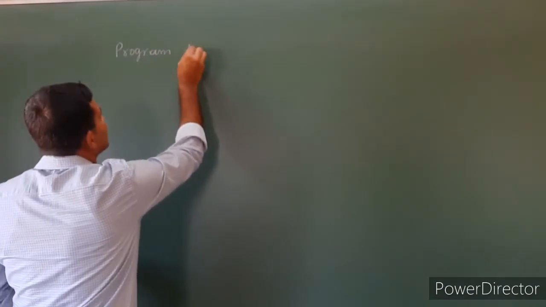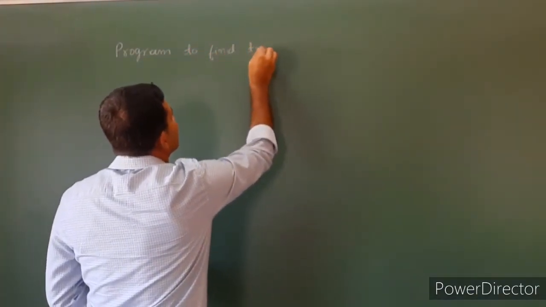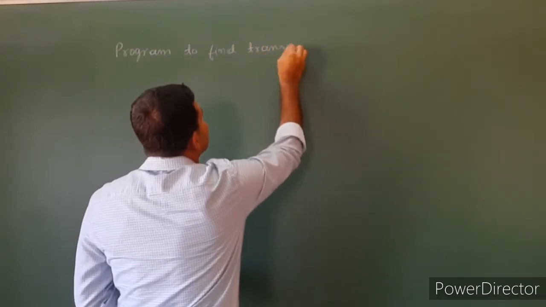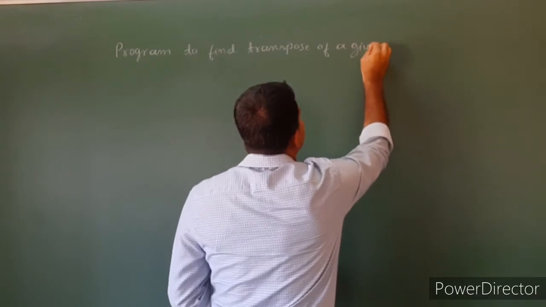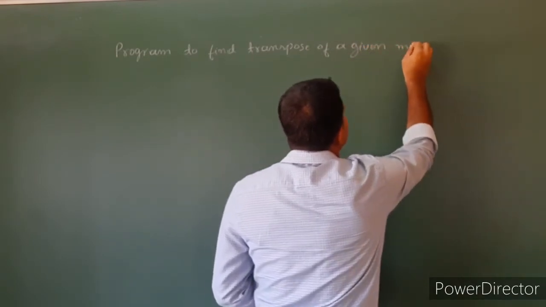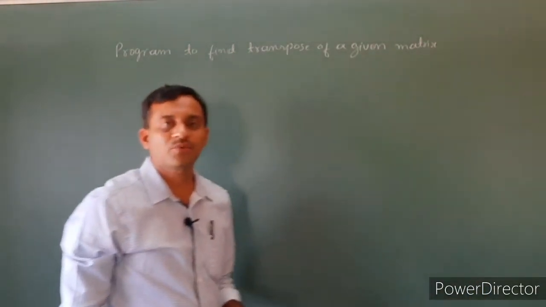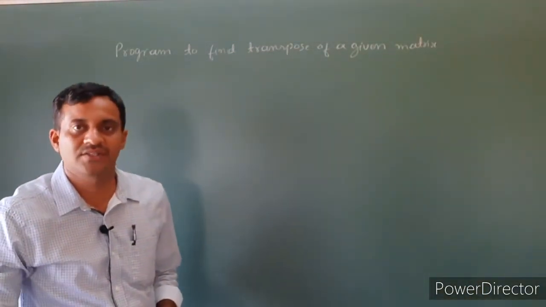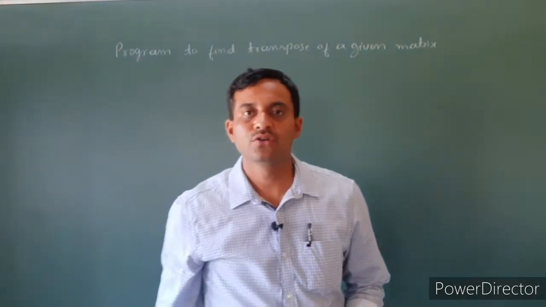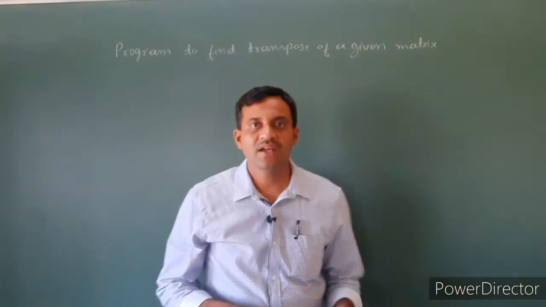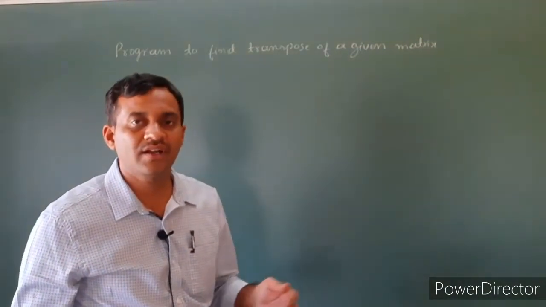Program to find the transpose of a given matrix. You have to find the transpose of a given matrix. We know that a matrix is a best example for a two-dimensional array. Here, transpose means we have to interchange the rows and columns.